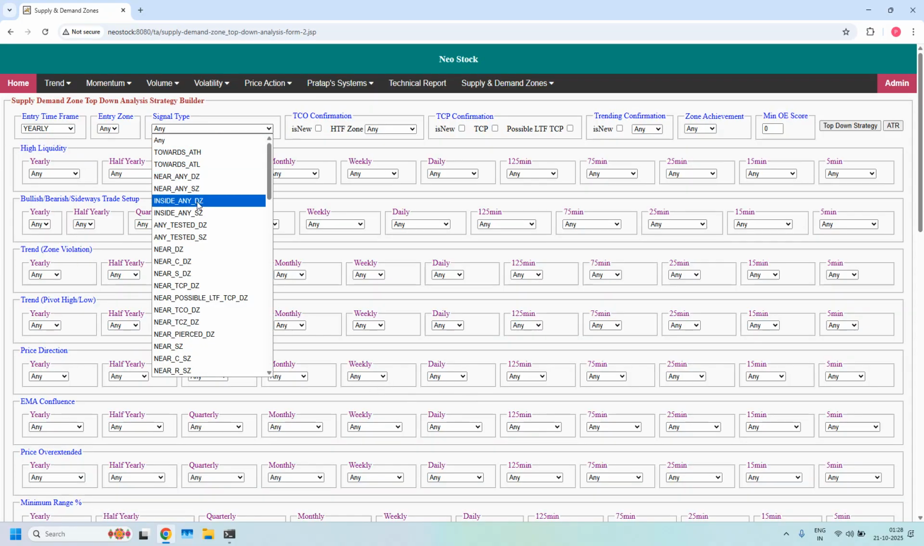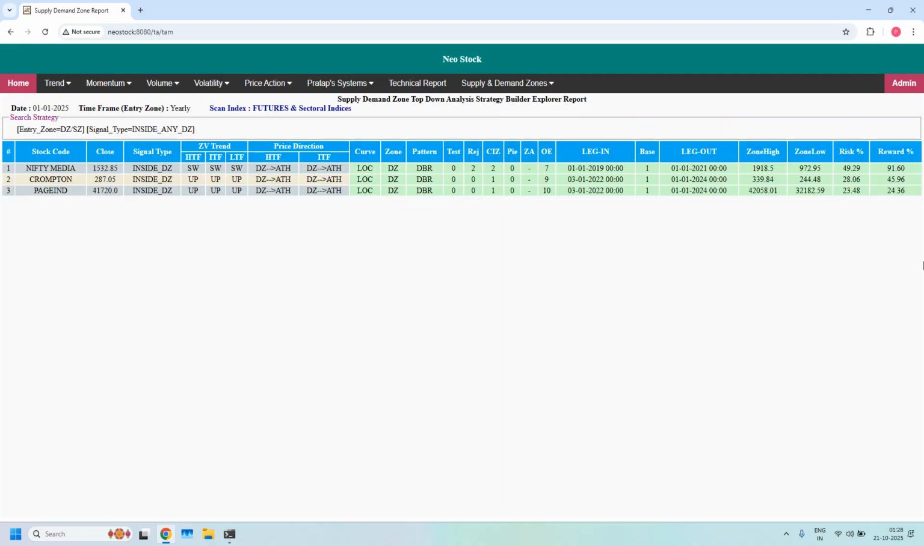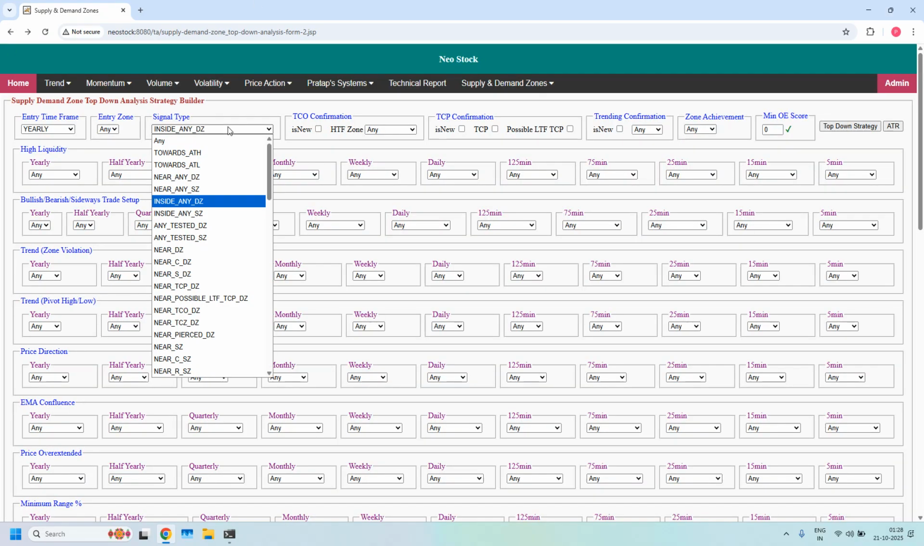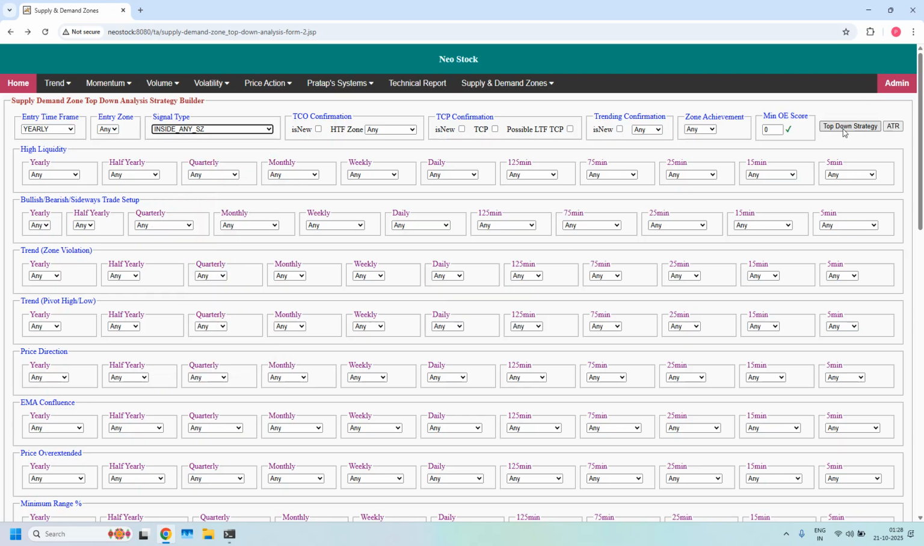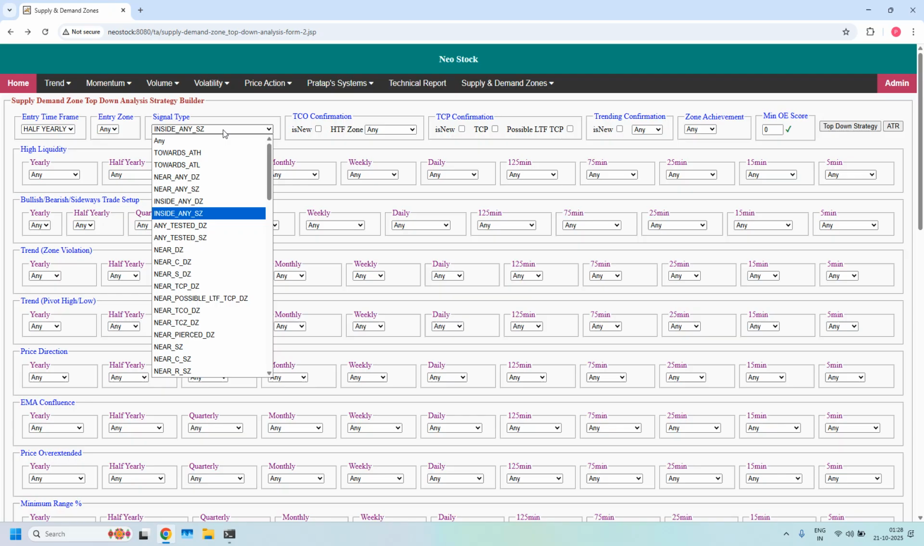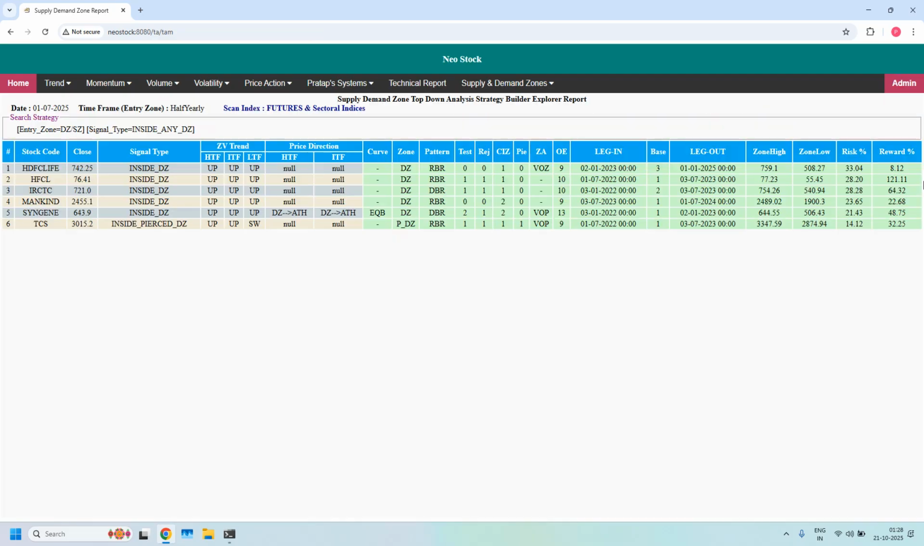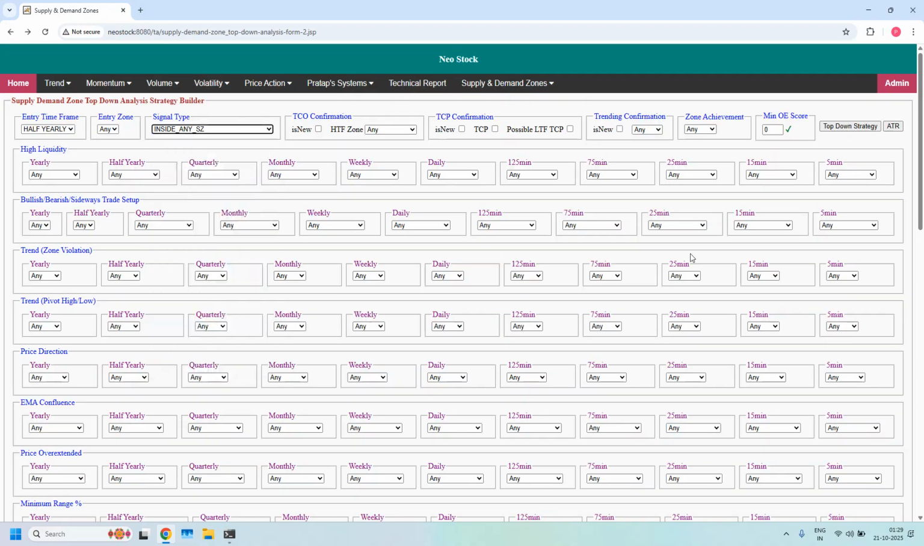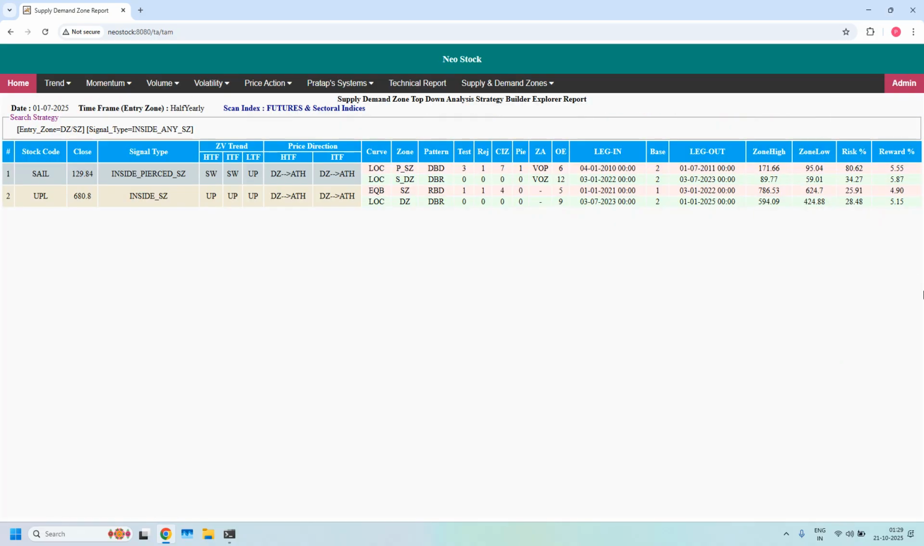Price closed inside the yearly demand zone. We got 3 stocks. Next, price closed inside the yearly supply zone. No stocks. Next time frame, half yearly. Price closed inside the half yearly demand zone. We got 6 stocks. Next, price closed inside the half yearly supply zone. We got 2 stocks.